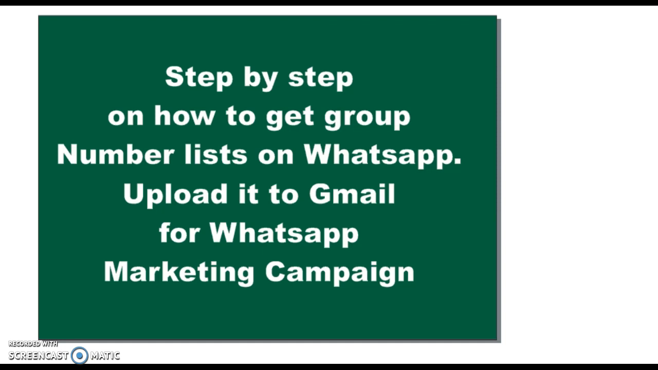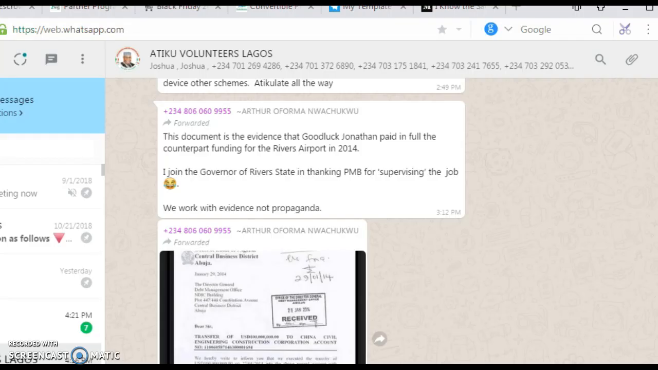Now let's go to the first thing that you have to do, which is to log in from the website. You cannot do it on your phone. You are going to do it on a laptop or desktop. This is how you are going to do it. You log into web.whatsapp.com, you log in to your WhatsApp Web. So you go to the group that you want to get the number list from.